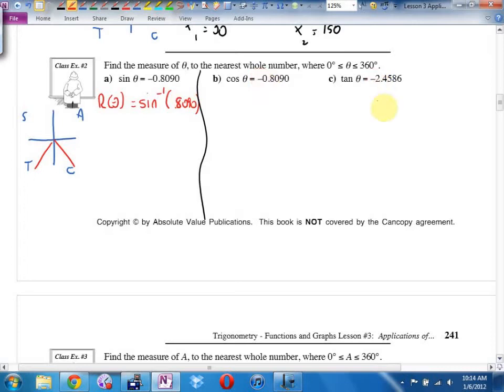What is the reference angle for 0.8090? 53.99 would round off to what, Stephanie? 54. It does say to the nearest whole number, so the reference angle is 54 degrees. And Steph, reference angles are always to the x-axis. It's telling me this angle and this angle are 54.